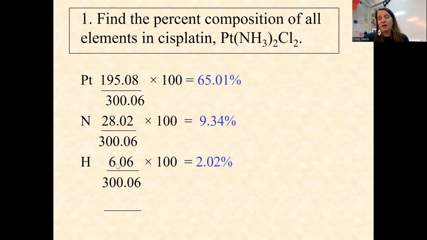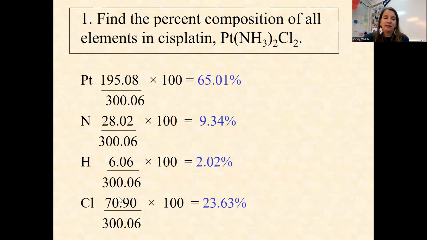I always round hydrogen's mass to 1.01 from the periodic table. It would be slightly different if you use the 1.008, but you are perfectly welcome to use that number. Divided by the total molar mass here times 100, so we have 2.02%.